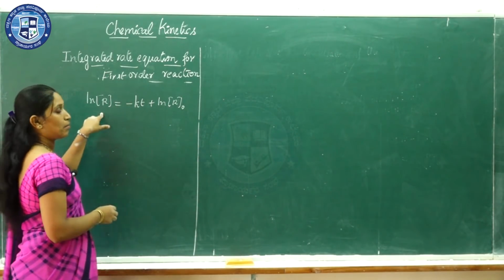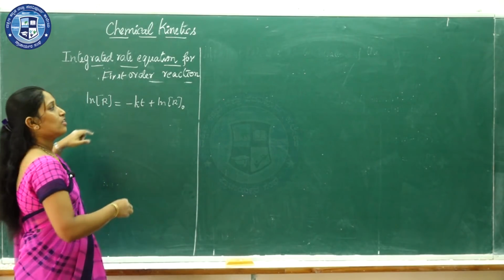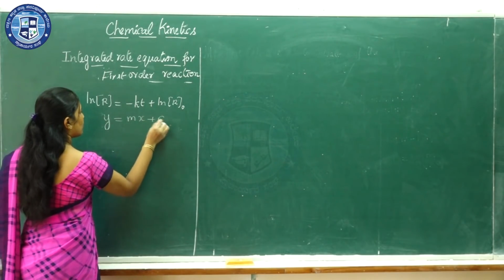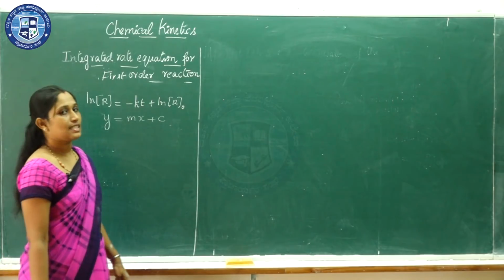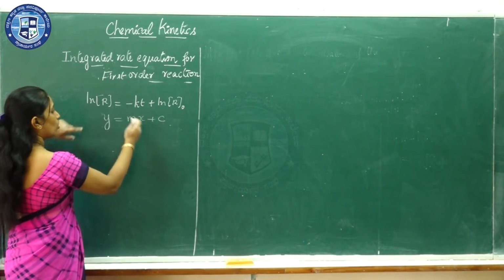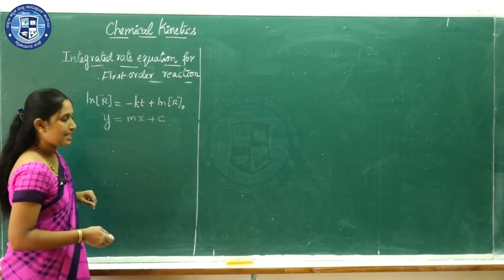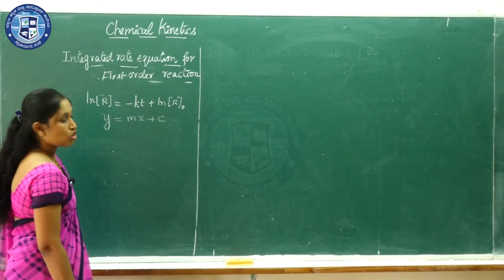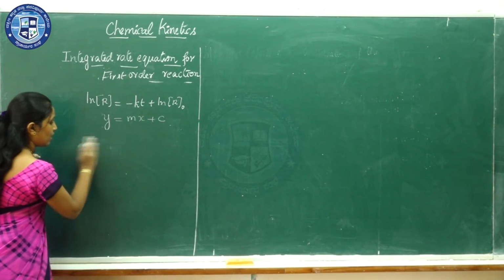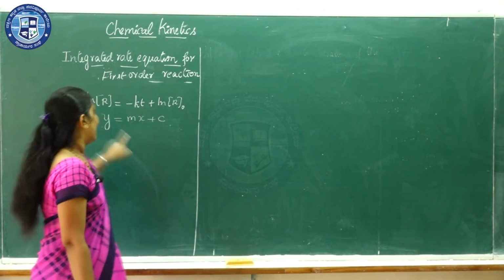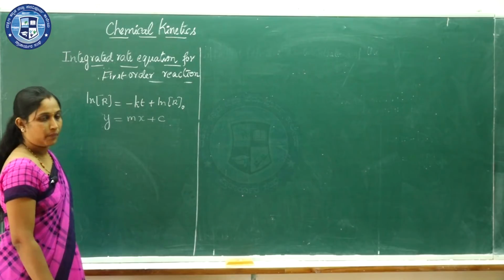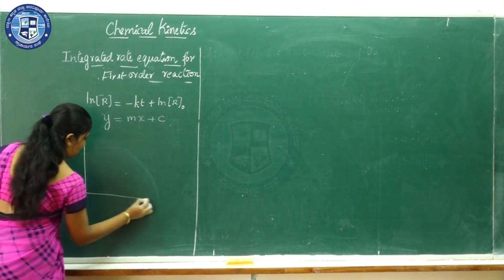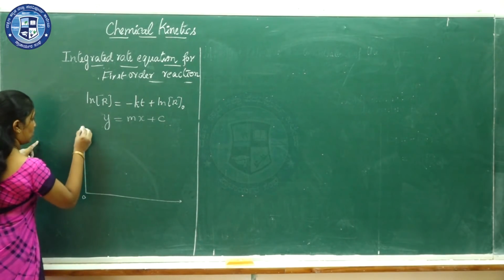So, here again I will be coming back to this equation. It is comparable with the equation of the straight line, that is y is equal to mx plus c. So, if you compare the x and y coordinates, you can easily get, and also you can find the slope as well as the intercept. So, with this in mind, I will be plotting a graph of ln R versus t. Plot a graph like this.